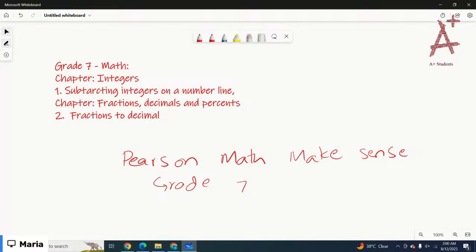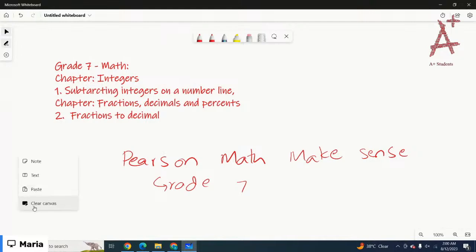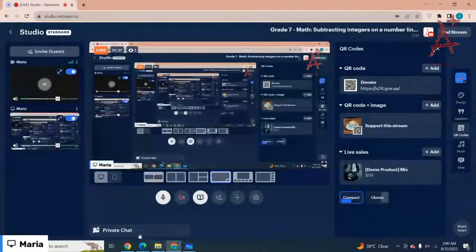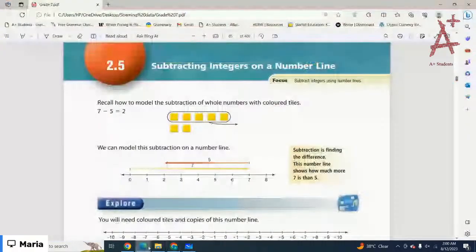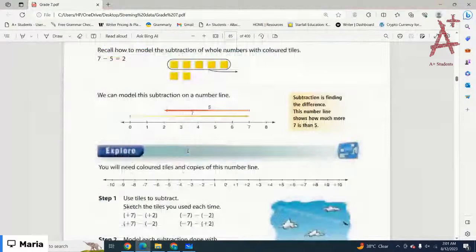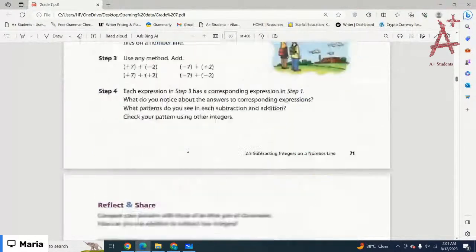Okay, let's just start with the lesson subtracting integers on number line. Here I'm on 2.5 subtracting integers on a number line. So let's just start with the lesson. We're going to learn how we subtract integers using number line. So let's just start with the practice questions.